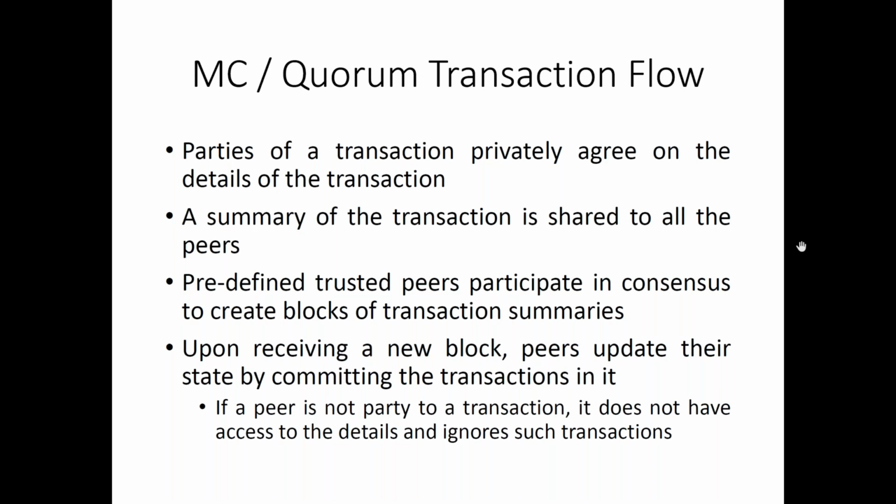So upon receiving a new block, peers update their state by committing the transactions in it. Of course, if I am not a part of a transaction, I will only see the transaction summary, but I will not be able to make head or tail of it. Only for those transactions in which I had participated, I will have more details about the transaction, and only such people will be able to execute the transaction. Others will just ignore the summary of a transaction in which they have not participated directly, that is.